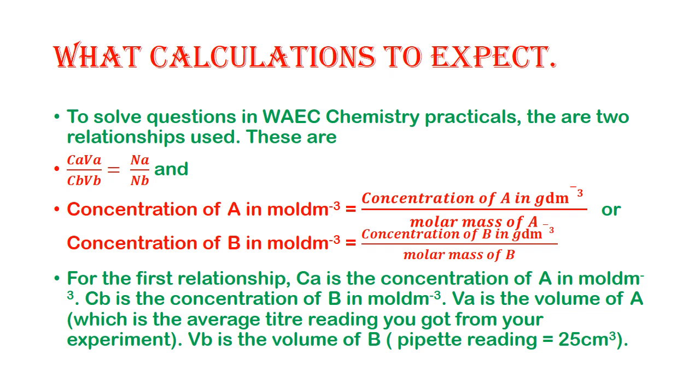For the first relationship, which is CAVA over CBVB equals NA over NB, CA is the concentration of A in mole per dm cube, like I told you. CB is the concentration of B in mole per dm cube. We are defining the terms in the first relationship now. VA is the volume of A used, which is your average titer value, the one you solved for in your table, remember? VB is the volume of B, which is your pipette reading. The volume of B, you know now, is 25 centimeter cube.